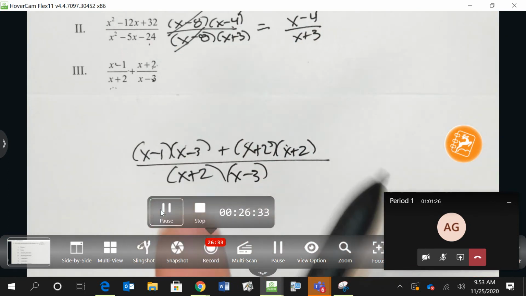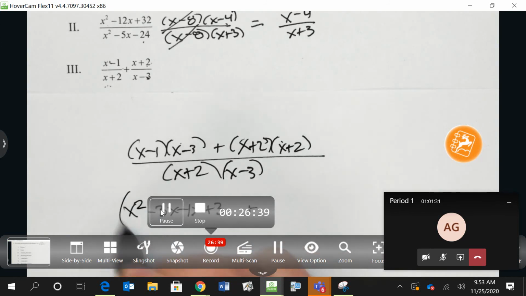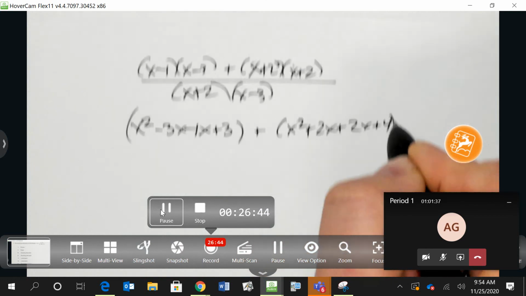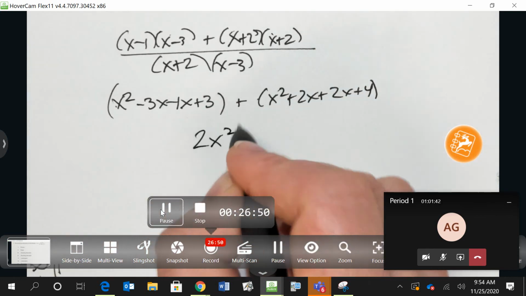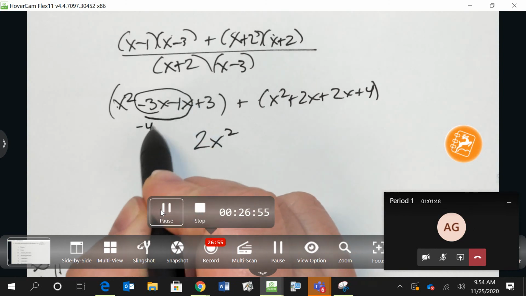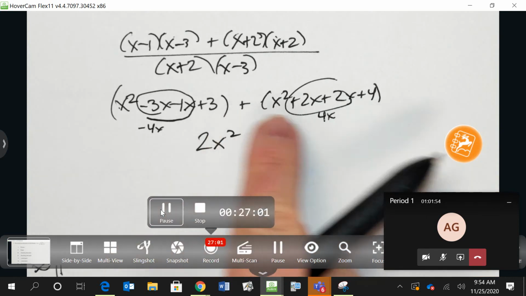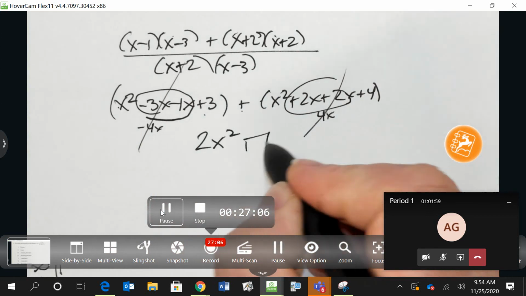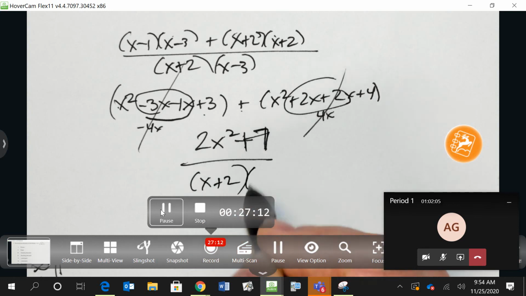Okay, I'm going to go through and FOIL this. X squared minus 3x minus 1x plus 3. And I'm going to FOIL the back. X squared plus 2x plus 2x plus 4. Now I'm going to combine like terms. 1x squared and 1x squared is 2x squared. Negative 3 and negative 1 is negative 4x, and 2 and 2 is a positive 4x. Well, negative 4x and a positive 4x just cancel out. And 3 plus 4 is 7. Excuse me, that's a plus sign. There's the numerator, and the denominator is x plus 2 and x minus 3.